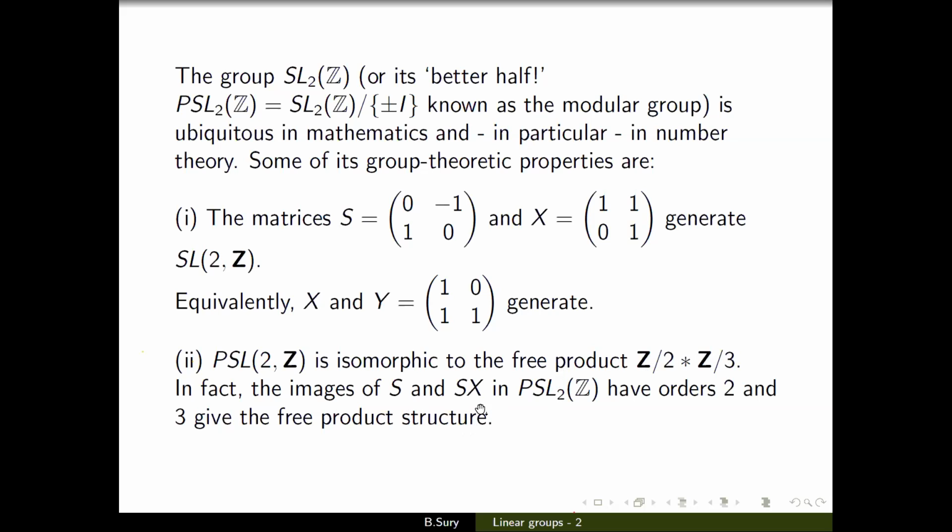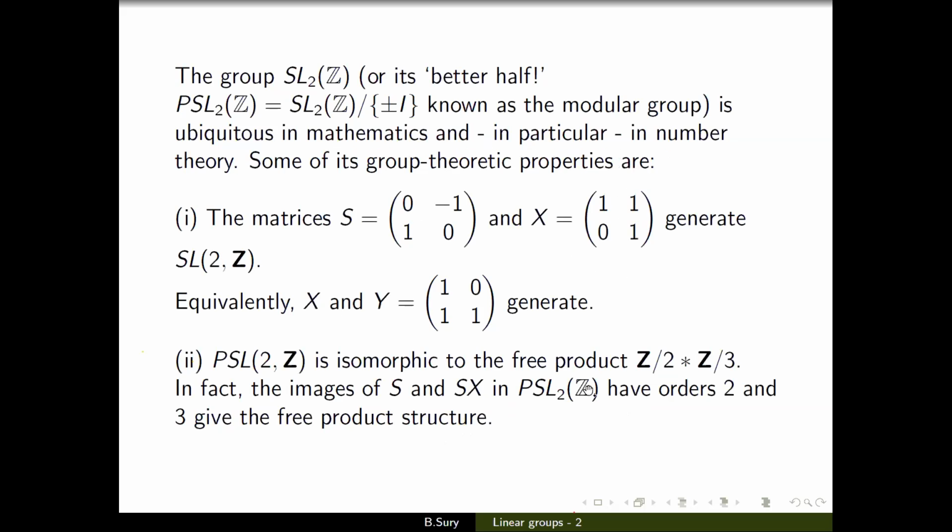So the images of S and SX, as I mentioned, have orders 2 and 3. These are the ones which give the structure. Actually, the matrix S itself has order 4. S times X will have order 6. Remember, X is of infinite order. Okay. So we have two elements of finite order which generate the infinite group.